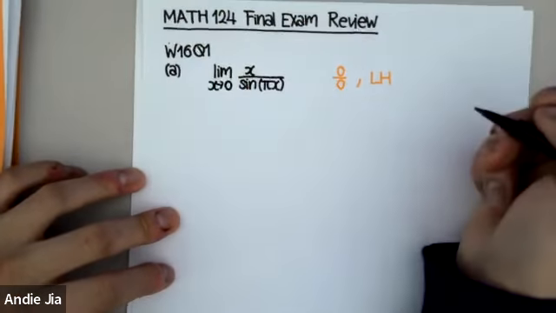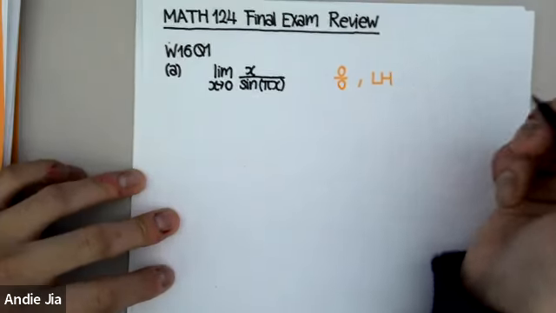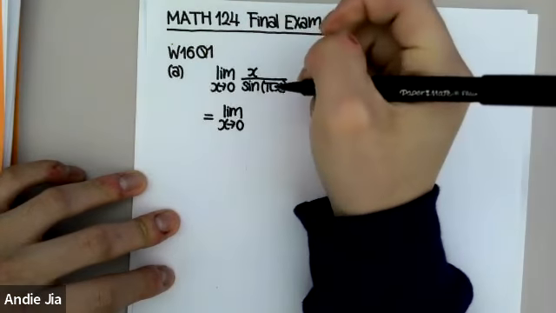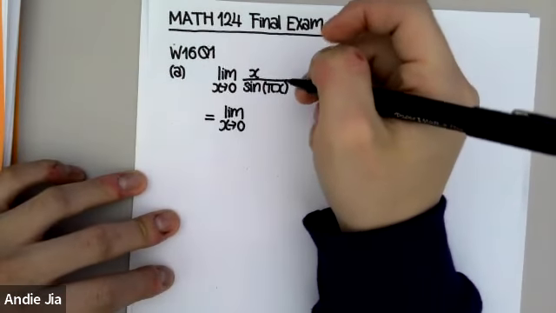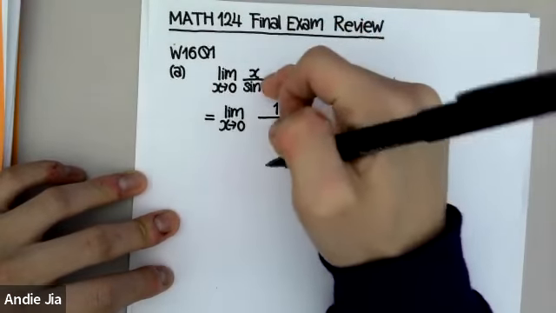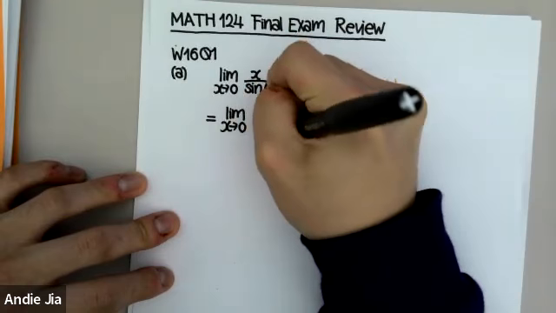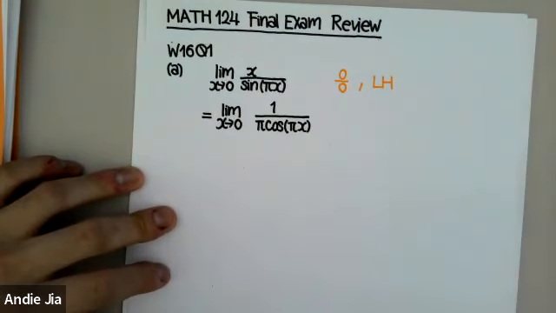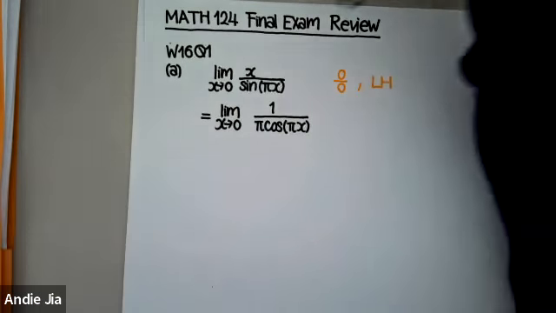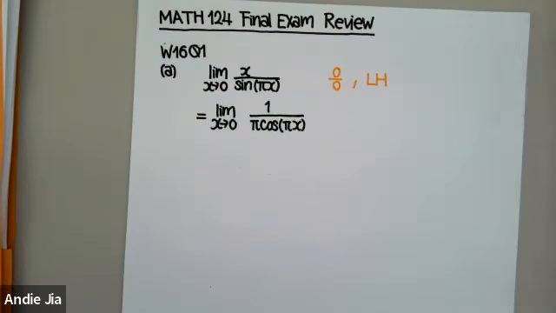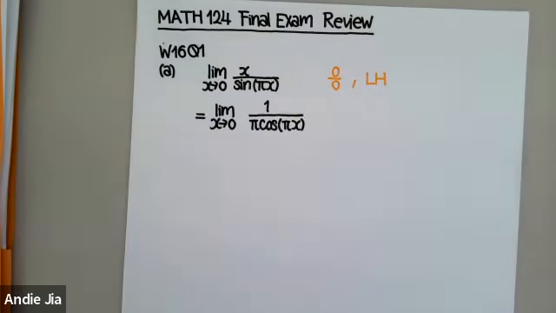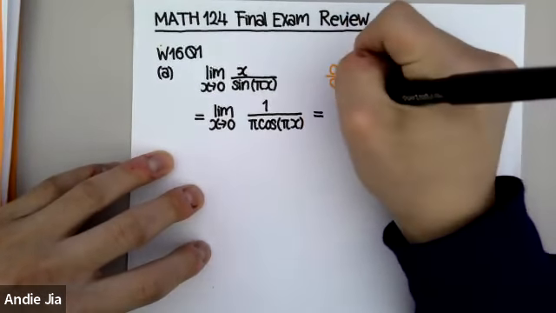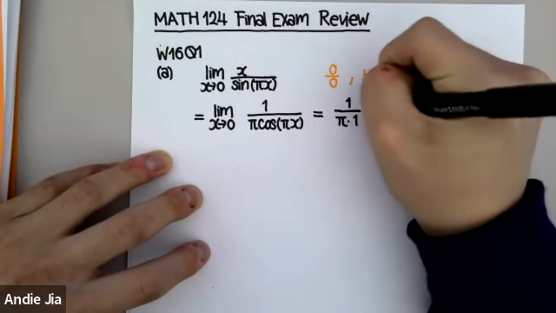When using LH, do not use the quotient rule, because they're individual functions. This time we have the limit as x approaches 0. The derivative of x is 1. Now it's the chain rule here: the constant is pi, times cosine of pi x. Now we calculate it. For cosine of 0, it is 1. So now we can put in the limit: it is 1 over pi over 1. So the limit is 1 over pi.